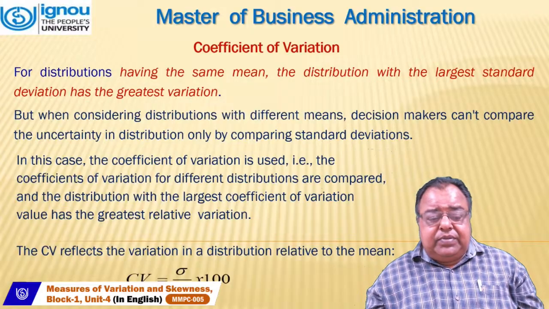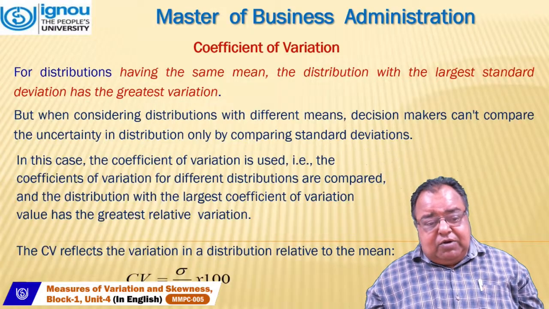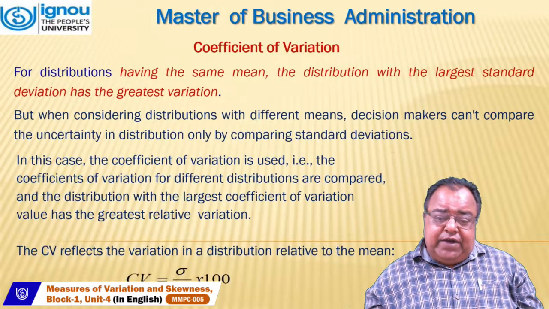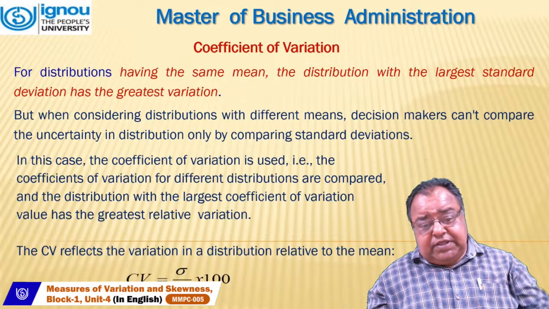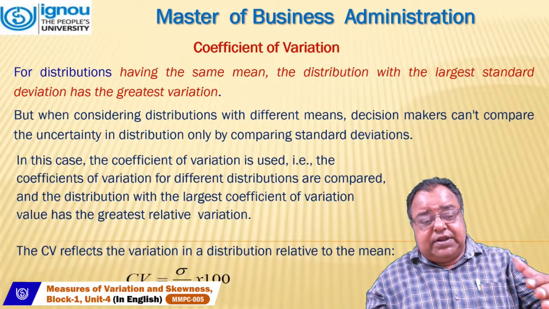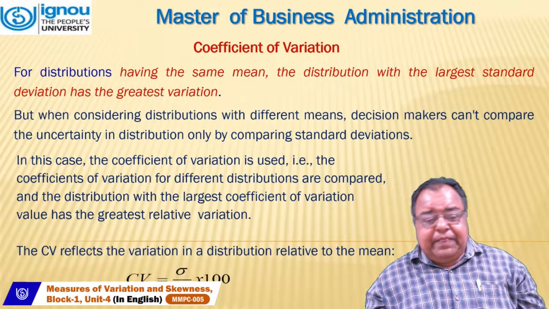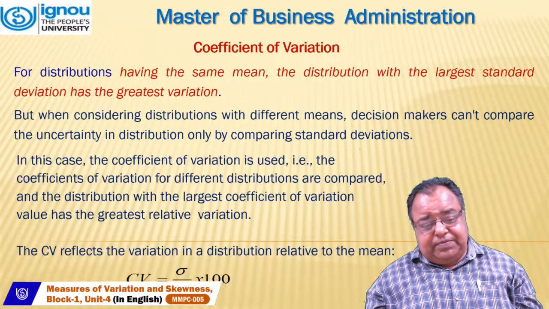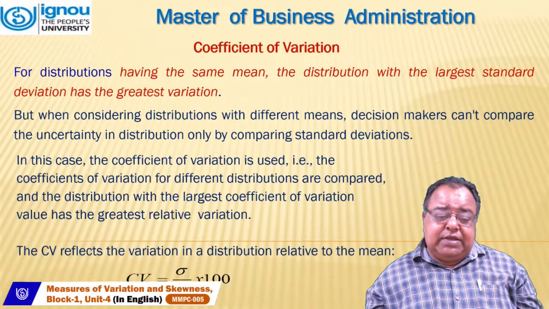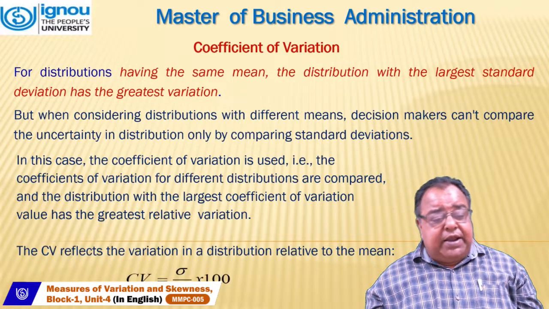In this case, the coefficient of variation is used. That is, the coefficient of variation for different distributions is compared, and the distribution with the largest coefficient of variation has the greatest relative variation. Now the question arises, how will we evaluate the coefficient of variation? It is denoted by Cv, which is equal to sigma divided by x bar, times 100.